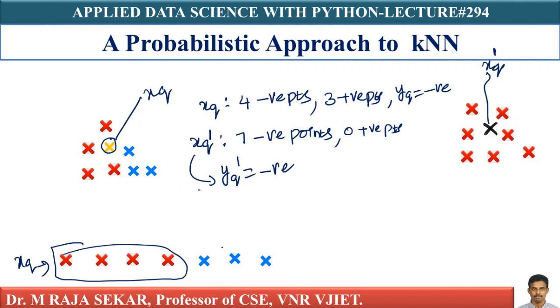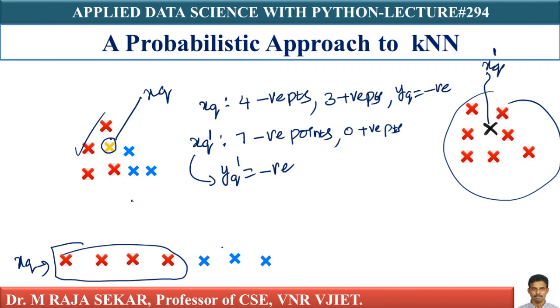Similarly, we are saying that yq is also negative, but it's unfair, right? Because here all 7 points belong to the same negative class, isn't it? Here only 4 points belong to the negative class and 3 points belong to the positive class. So how do we solve this confusion? You could have 2 points, xq and xq dash, wherein for xq dash you have 7 negative points. For xq you have 4 negative points and 3 positive points.